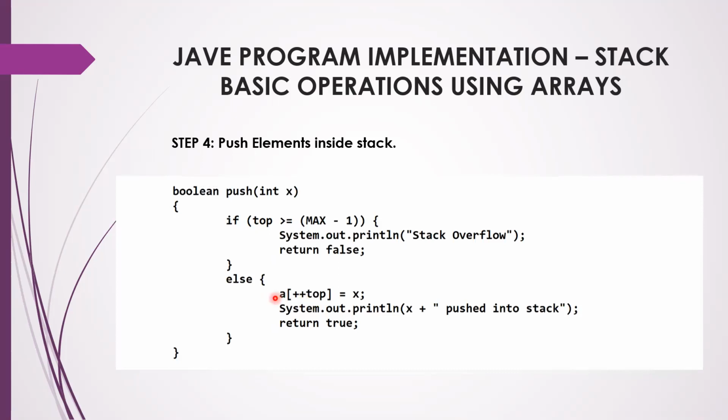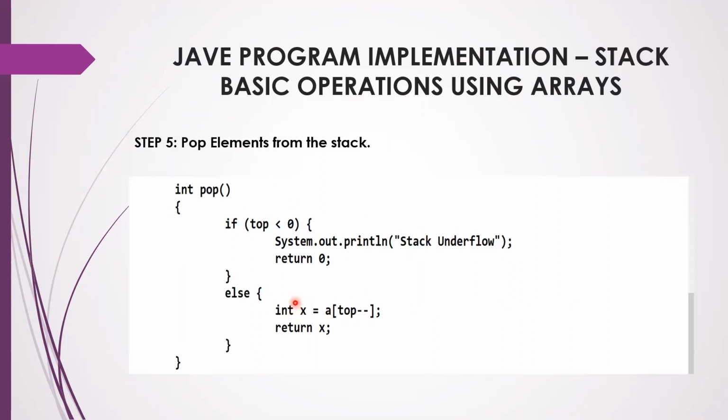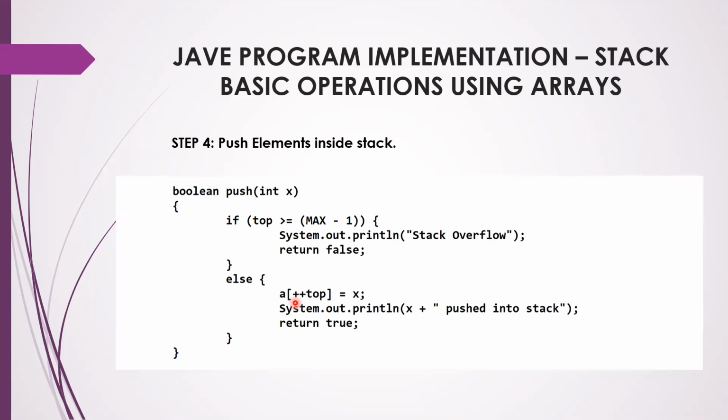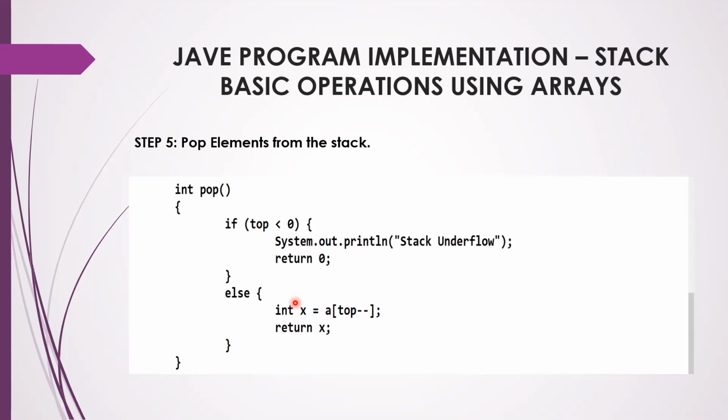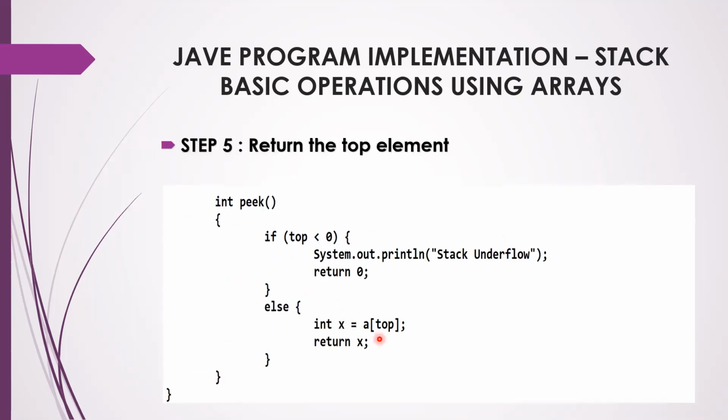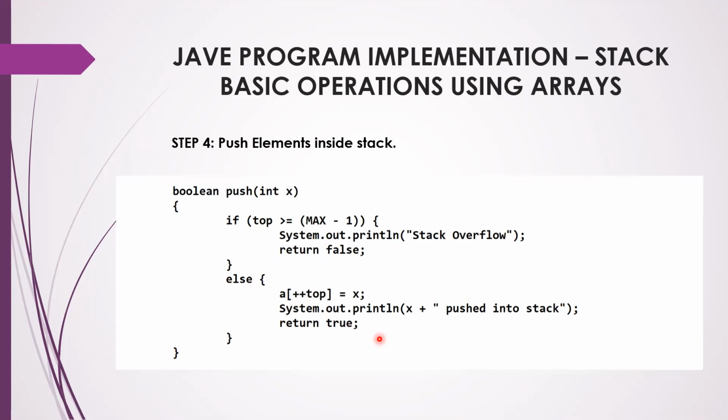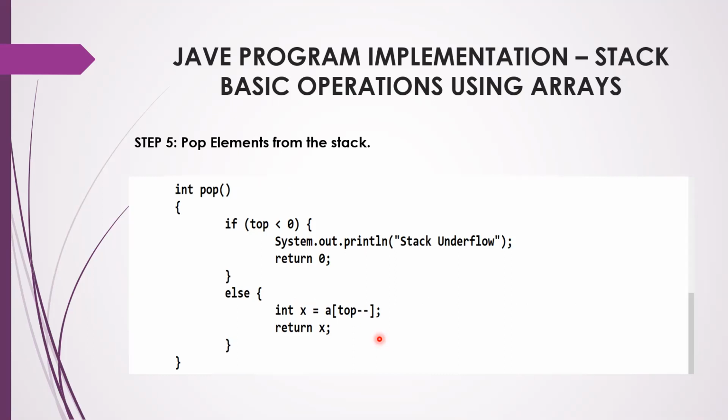You have to note this, it's very important. Here it is pre-increment in the case of push. You increment and insert in that position. Here you take the value out and then decrement from that position. Here you increment the position and insert the element. Here you take the element out and then decrement the position. There is a difference here. Pre-increment and post-decrement, that's the difference. Push is about pre-increment and it's about the overflow condition. Pop is about post-decrement and it is about the underflow condition.